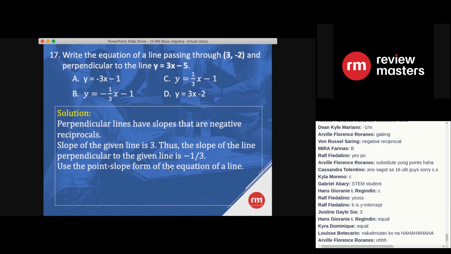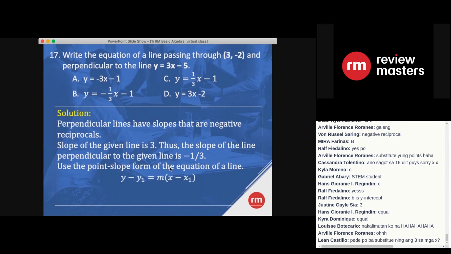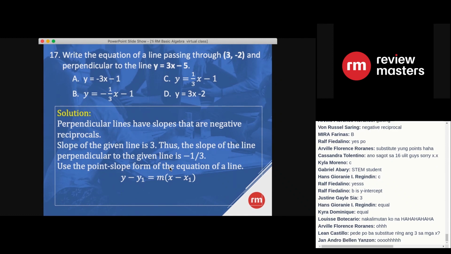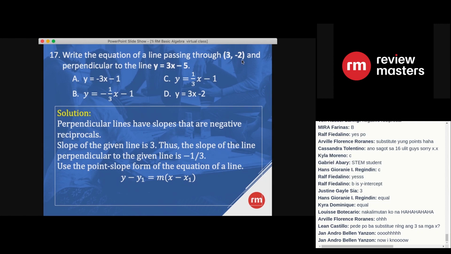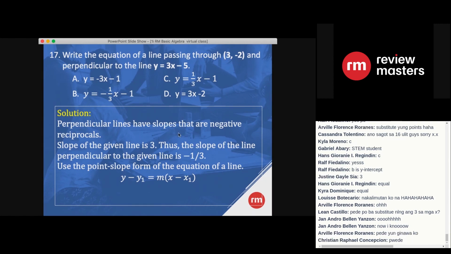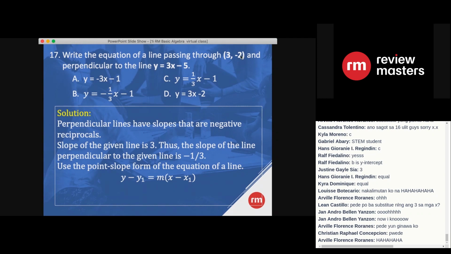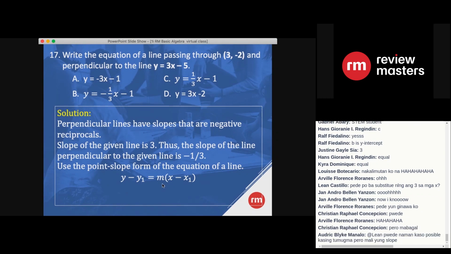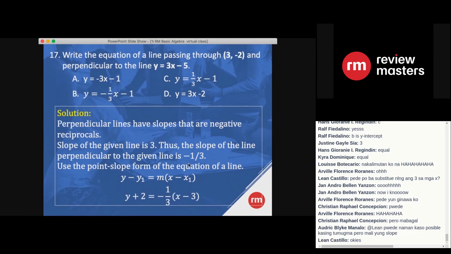Then we are going to use the point-slope form for the equation. I hope you still remember the point-slope form, which is y minus y sub 1 equals m times x minus x sub 1. Okay. Ito yung x sub 1 mo. Ito ang y sub 1 mo. So, yung 3 is a substitute mo lang sa x sub 1. Yung negative 2 is a substitute mo sa y sub 1. And yung m dapat ay negative 1/3 para maging perpendicular. So here, y minus negative 2 nagiging plus 2 is equal to negative 1/3 times x minus 3.